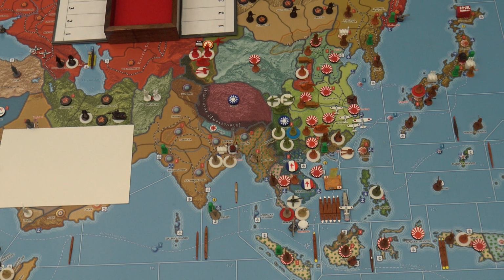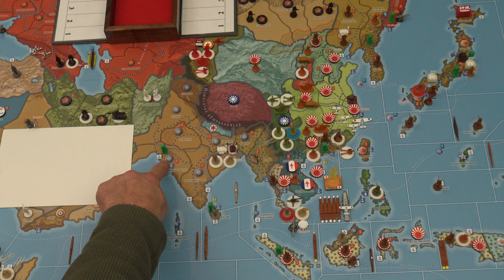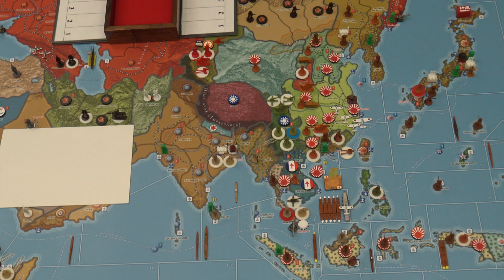You only get one convoy interdiction roll per sea zone. But if you had one submarine here and one submarine here, and it was going from Maharashtra over to Burma, then you would get two separate rolls. So each sea zone can be its own interdiction roll, rather than multiple units of different types in a particular sea zone.